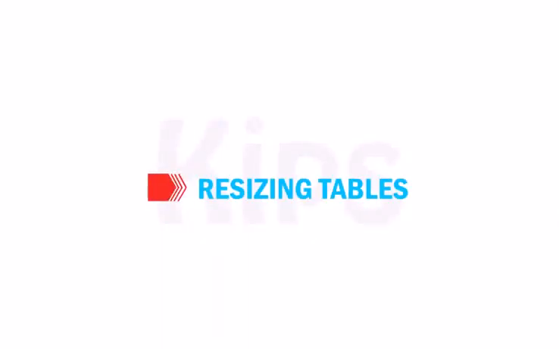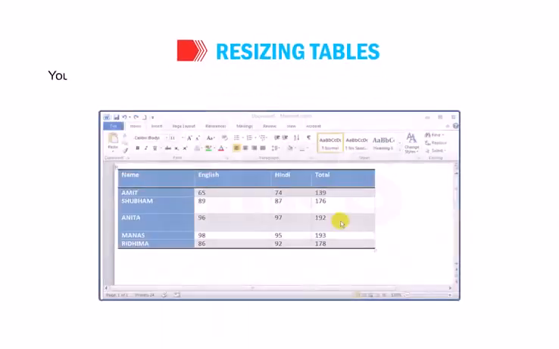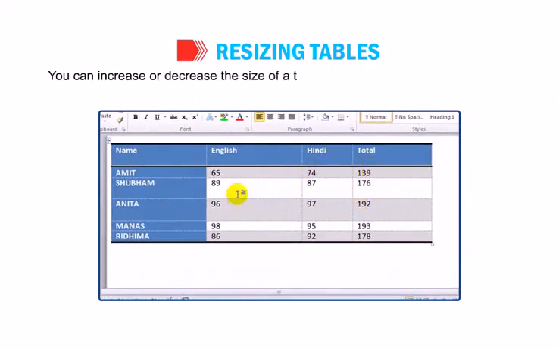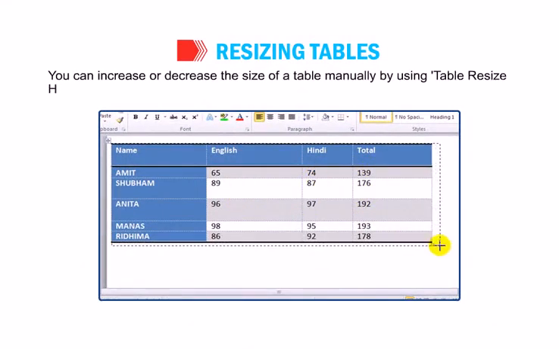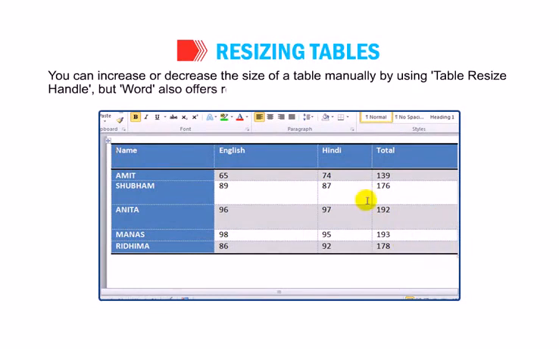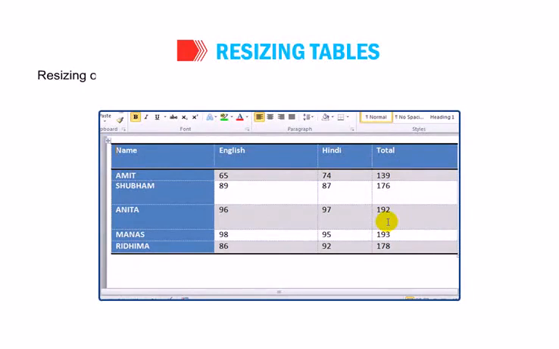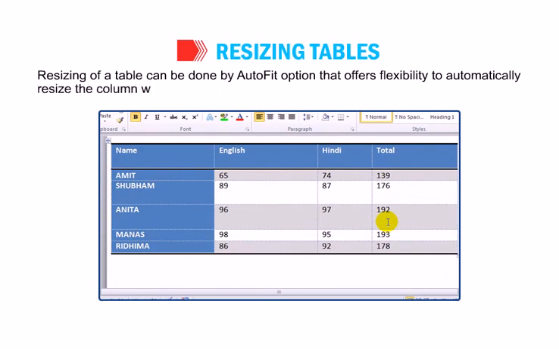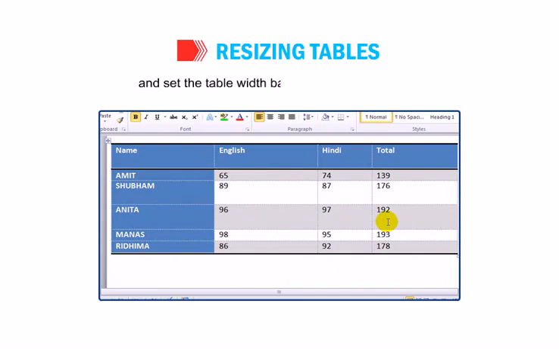Let's now learn how to resize tables. You can increase or decrease the size of a table manually by using Table Resize handle. But Word also offers ready-made solutions to resize the table. Resizing of a table can be done by Auto-Fit option that offers flexibility to automatically resize the column width based on the size of the text in them and set the table width based on the window size. You can even convert it back to setting fixed width of columns.